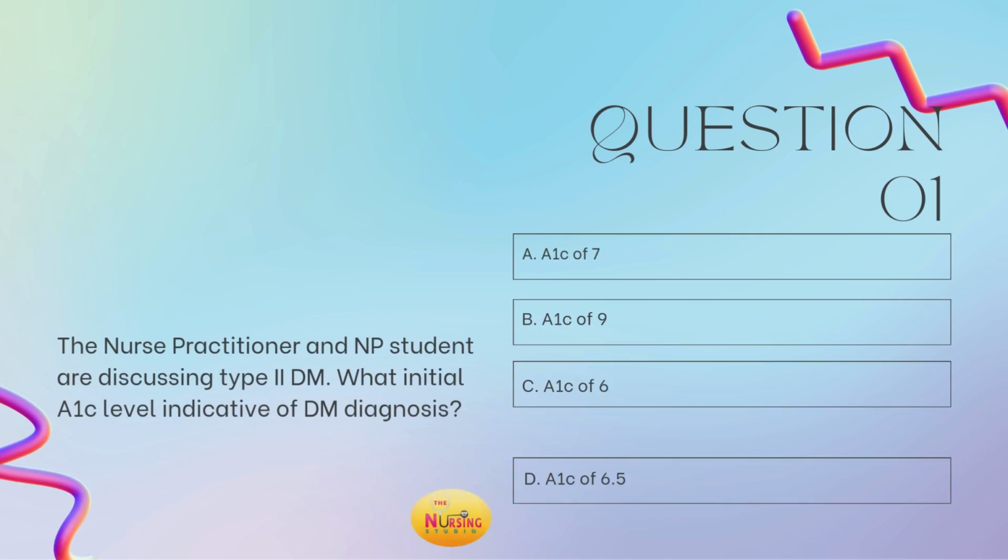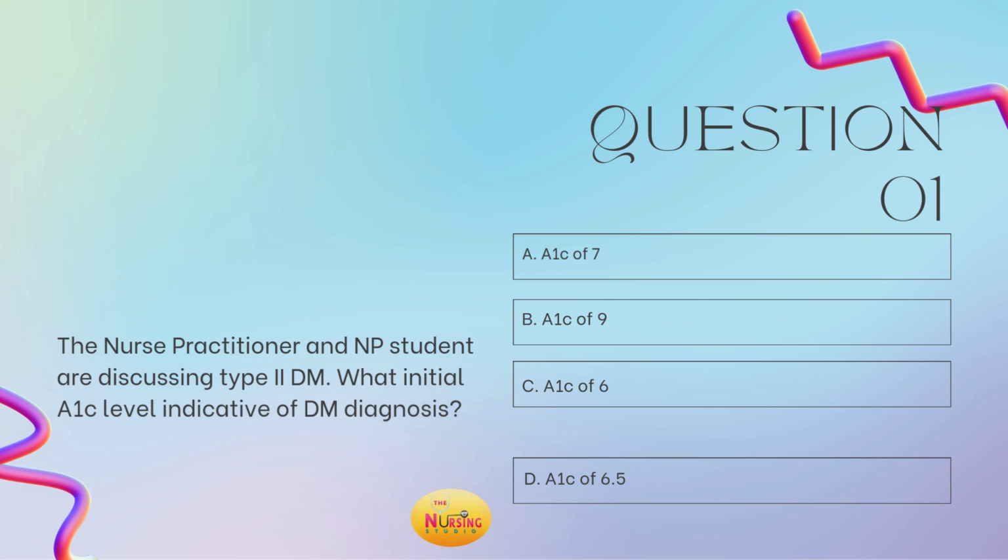Question number one states, the nurse practitioner and NP student are discussing type 2 diabetes. What initial A1C level is indicative of a diabetes diagnosis? Is it A, an A1C of 7, B, A1C of 9, C, A1C of 6, or D, A1C of 6.5? Take a moment and tell me what you got in the comments, you guys.